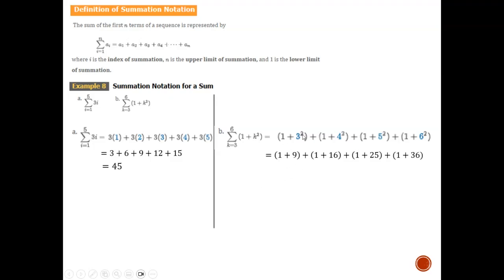Okay, so 1 plus 3 squared, 3 squared is 9, 1 plus 9. This is 1 plus 16, 1 plus 25, 1 plus 36. Gives me what? 10, 17, 26, 37. Add all of that up, I get 90. So the sum for this is 90, and I think that's pretty cool. The symbol right here tells us to do all that, and this has an output of 90.